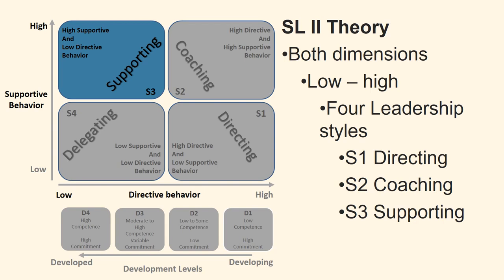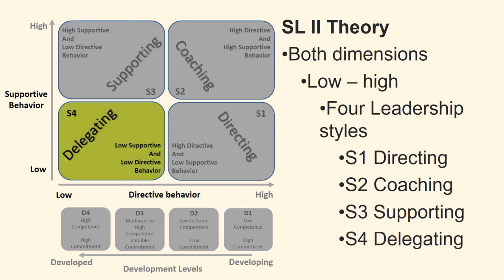Style 3, Supporting, consists of low directive behavior and high supportive behavior. The leader and the employee make decisions together. The role of the leader is to facilitate, listen, draw out, encourage and support. Style 4, Delegating, consists of low directive behavior and low supportive behavior. The employee makes most of the decisions about what, how and when. The role of the leader is to value the individual's contributions and support his or her growth.